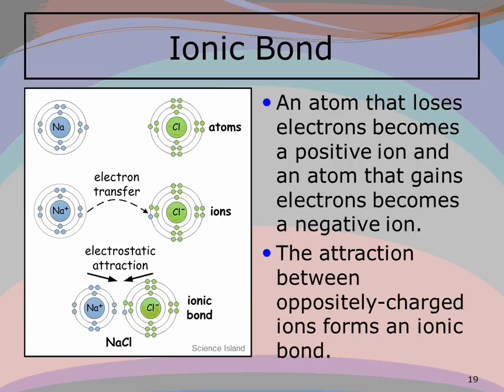So we've described an ionic bond. It's a bond in which electrons are given away and taken. An ion is an atom that has gained or lost electrons. It has a charge. And when we create those ions, they are attracted to each other, and that forms an ionic bond.